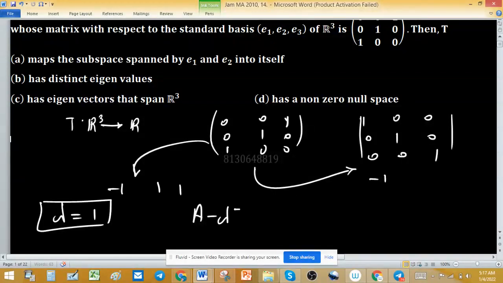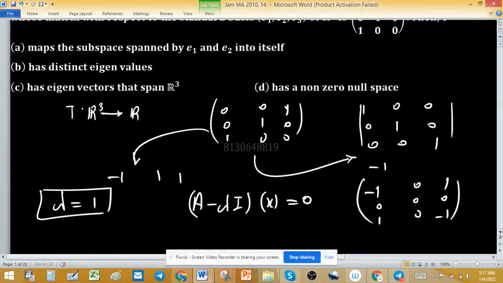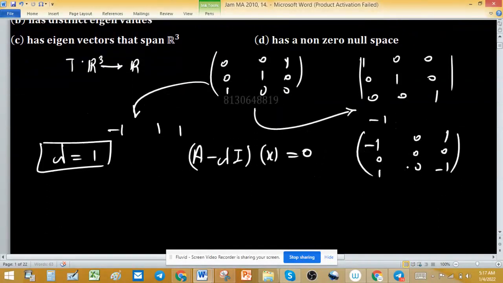It means we have to solve (A minus lambda I)x equals 0, and the matrix A minus lambda I will be minus 1, 0, 1, 0, 0, 0, 1, 0, minus 1. We simply apply elementary row operations. After applying elementary row operations, you can see the first and last rows are proportional, so you can delete one of them. It means minus x plus z equals 0. This implies that x equals z.